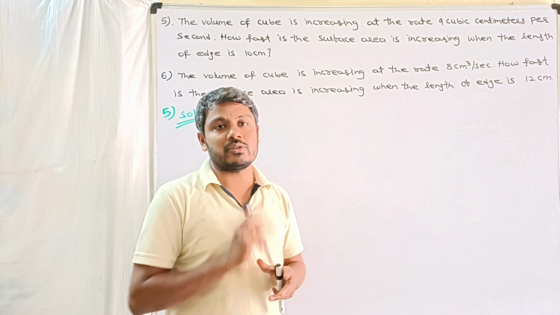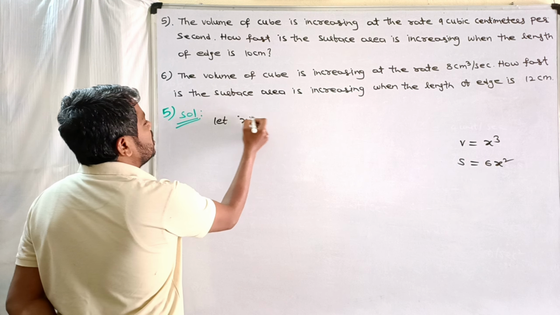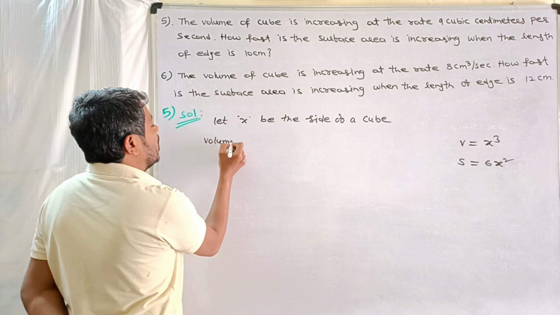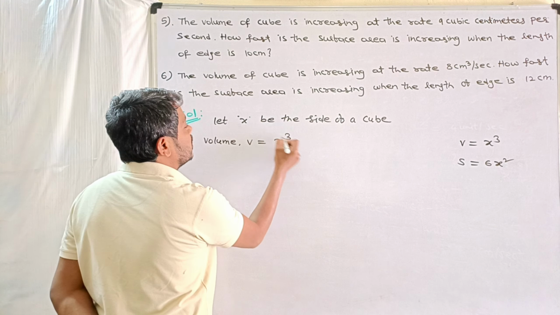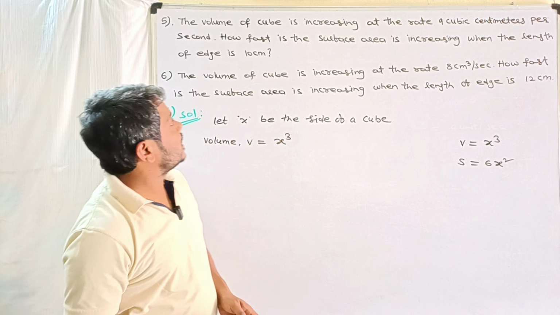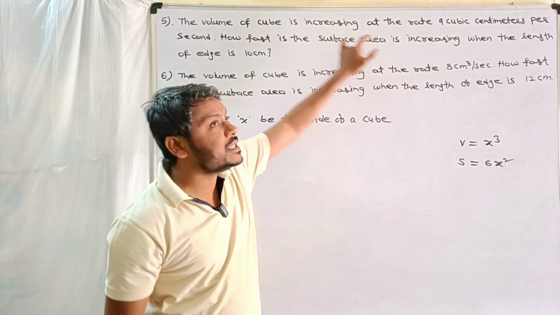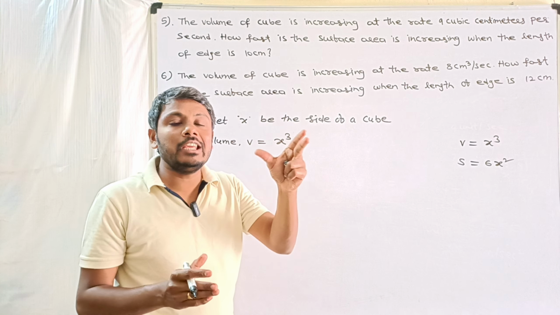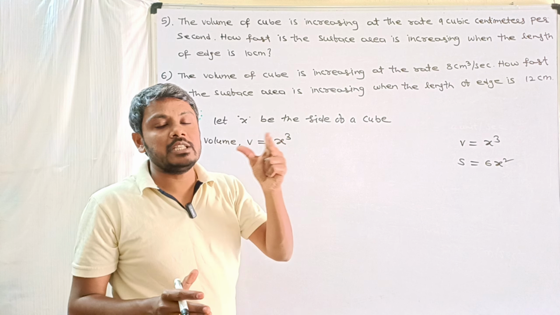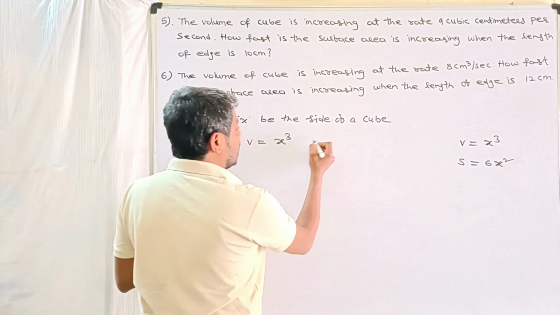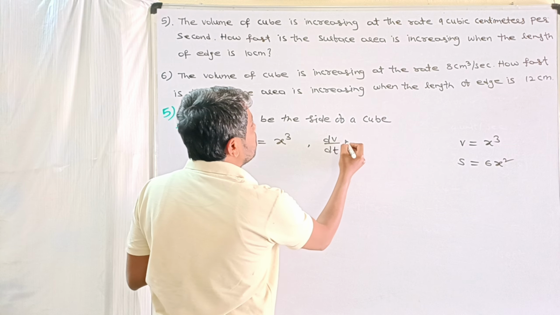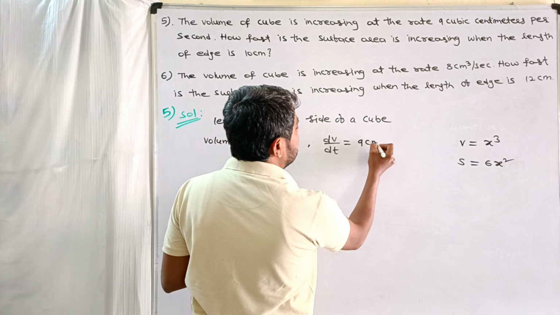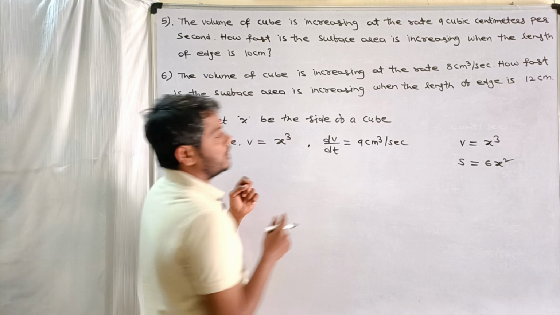Okay. Now, let us consider x to be the side of a cube. Then what is the volume? Volume of the cube, V is equal to x cube. And given that the volume of the cube is increasing, volume is changing. Changing means we have to write d by dt of V, that is dV by dt. And given that dV by dt is equal to what? 9 cubic centimeters, that is 9 centimeter cube per second.